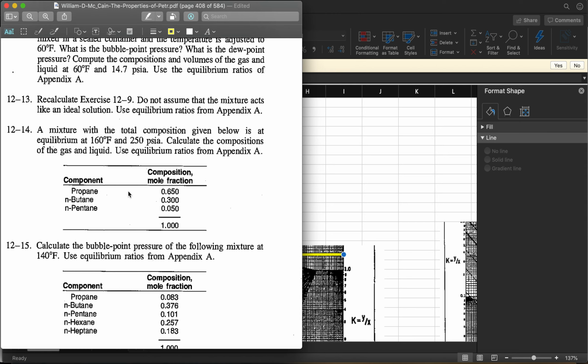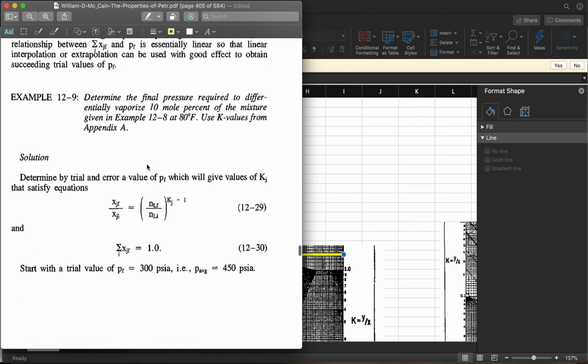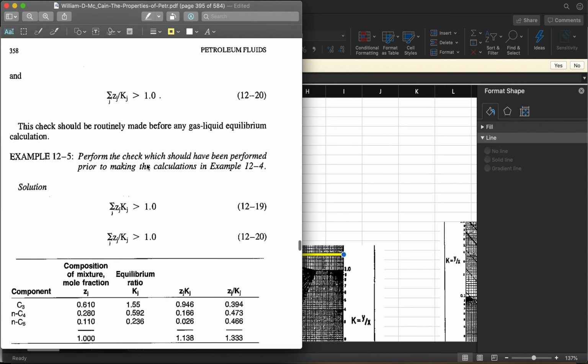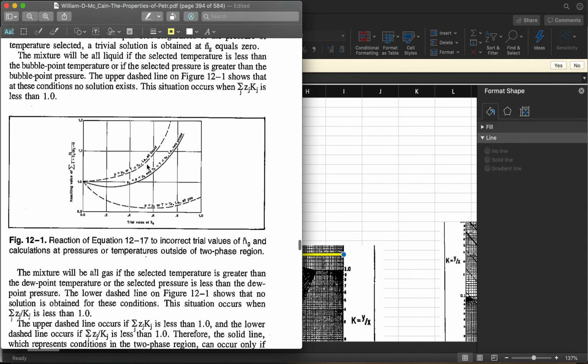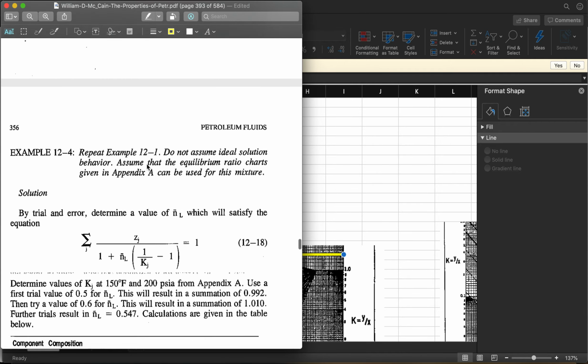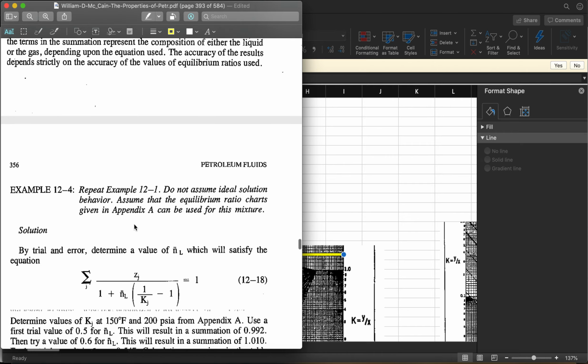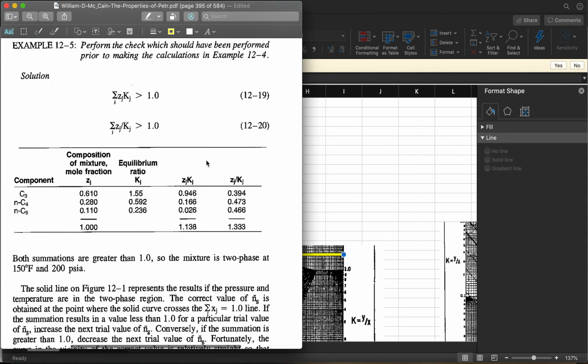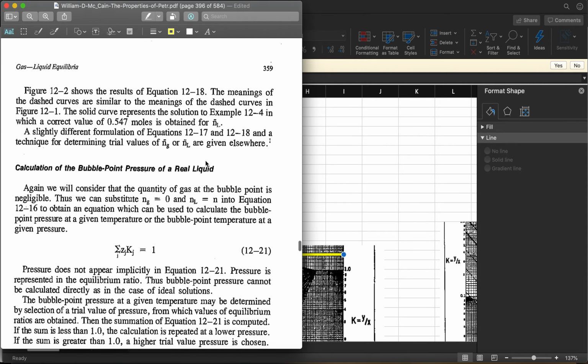This problem is basically the same as the example problem. Let's see which one it is. It's this one, I believe. Yeah, example 12.4, plus they kind of sneak in 12.5. You need to know that as well to solve this problem.